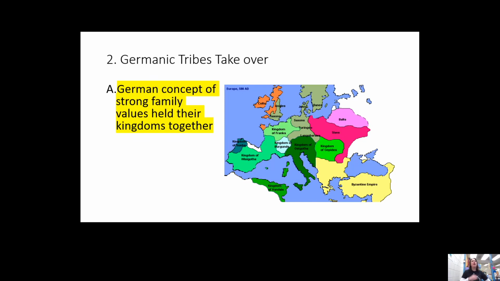But I want you to write this down and highlight it because this is an important, essential fact for the society that's going to develop in Europe. German concept of strong family values held their kingdoms together. Again, let's write that down and highlight it.